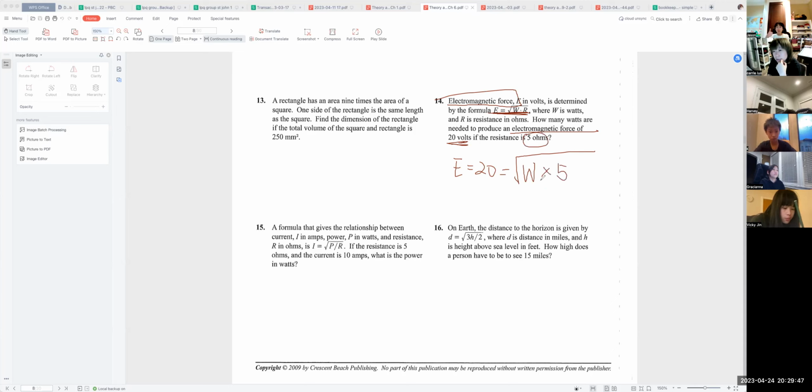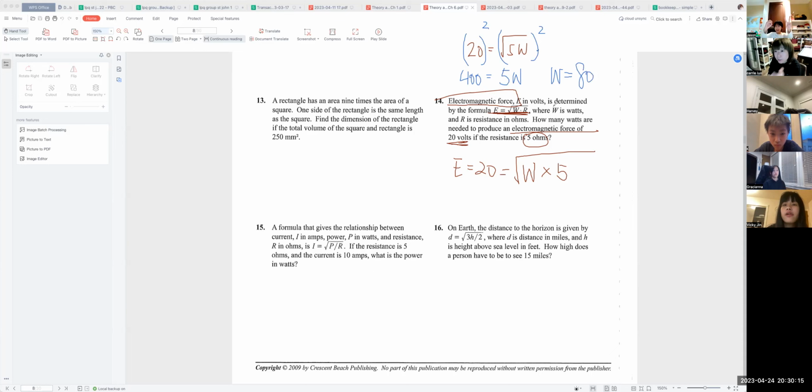So 5W under the square root equals 20. Correct, everybody? So you have this one. So 20 equals the square root of 5W. So Jason, remember, we have learned this one, right? In order to solve this, you do what? You square the left side and the right side. So 400 equals 5W. So W equals what? 80. And don't forget watts, because they tell you W is in watts.